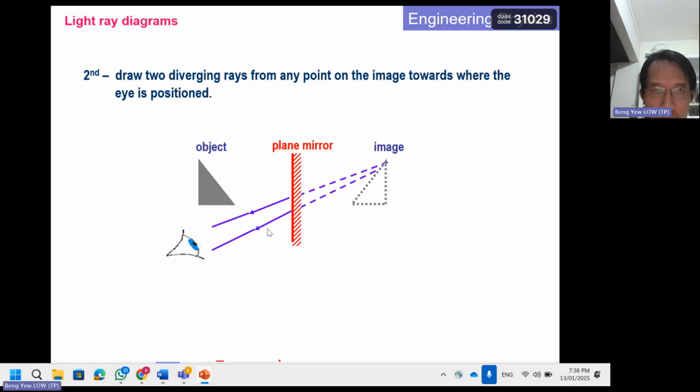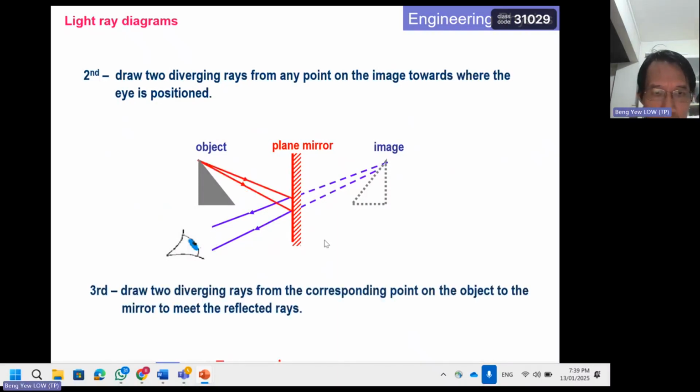The reflected ray should also have an arrowhead upon it to indicate the direction that the light is traveling. The arrowhead should be pointing towards the eye, since the light is traveling from the mirror to the eyes, thus enabling the eye to see the image. Step 3 is to draw the incident ray for the light traveling from the corresponding point on the object to the mirror where the point of reflection is. This will complete the light ray diagram for the plane mirror images.